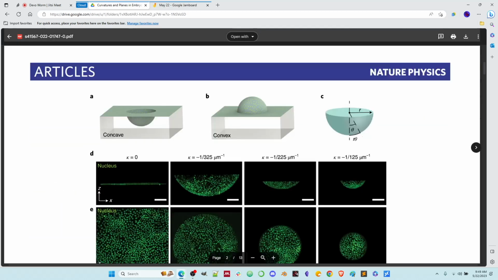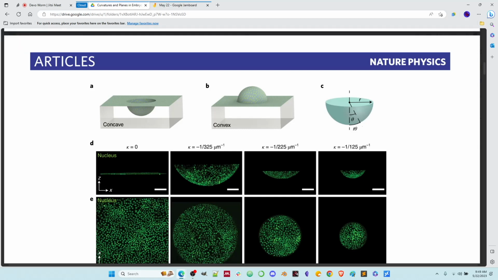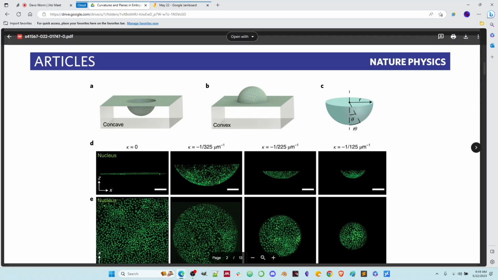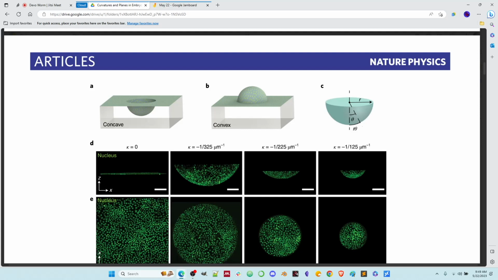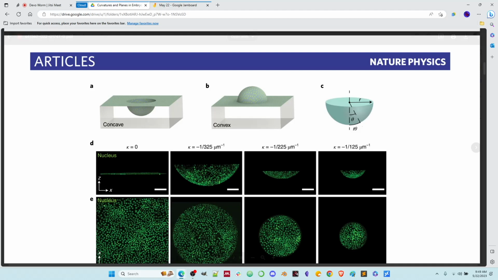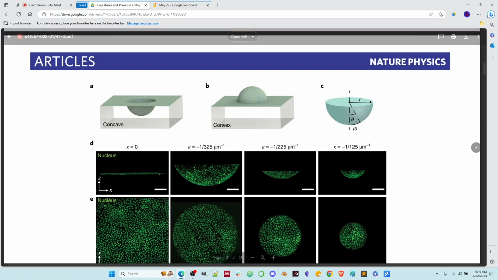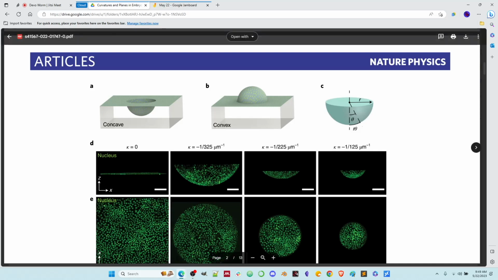So let's see if there are any pictures in this. So this is a curvature here. This is a concave curvature or convex curvature. And then this is the radius of that curvature. So you can see that you have this cup or this sort of dome that comes up from a substrate, maybe a 2-dimensional substrate. This is 3-dimensional because it has this curvature.